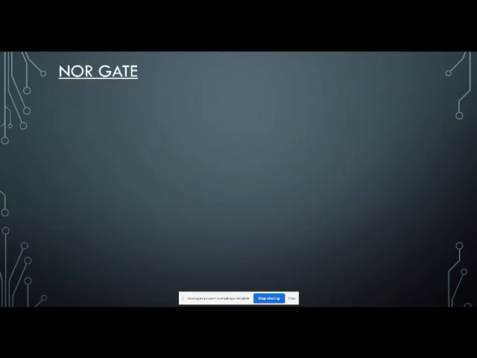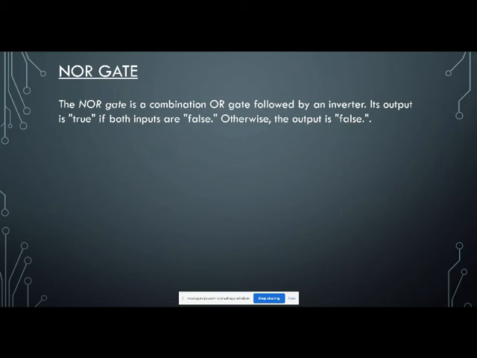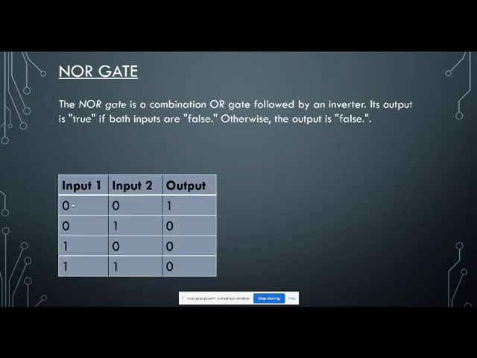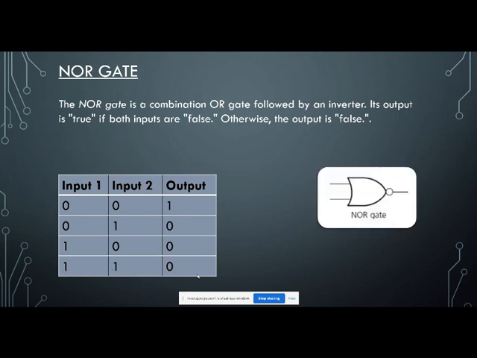Now we have the NOR gate. What is the NOR gate? The NOR gate is basically a combination of an OR gate followed by an inverter. Its output is true if both inputs are false. Otherwise, the output will be false. Suppose input 1 is 0 and input 2 is 0, then we will get output 1. If input 1 is off, false, and input 2 is on, true, then it will give you off, 0. Similarly, if input 1 is 1 and input 2 is 0, you will get the output false, 0. If both are on, you will get 0 output. This is the symbol of the NOR gate.